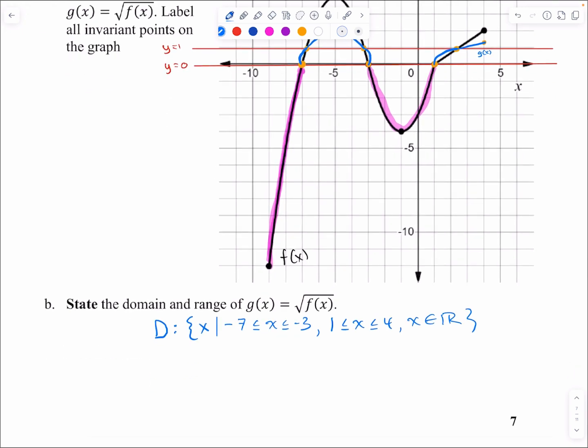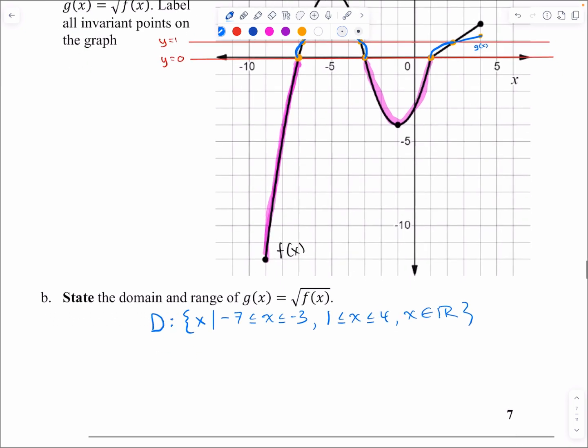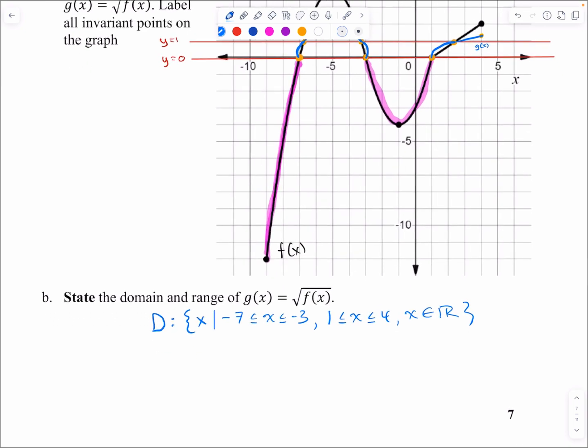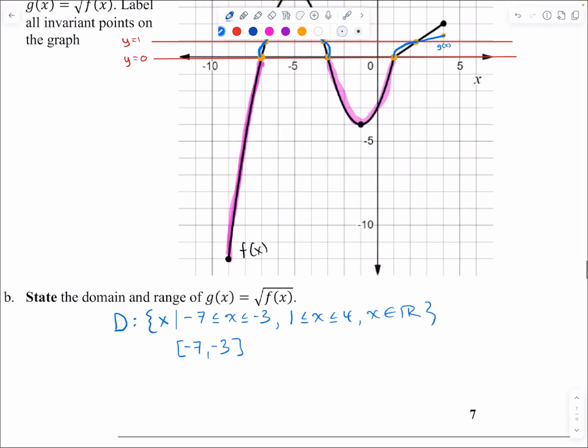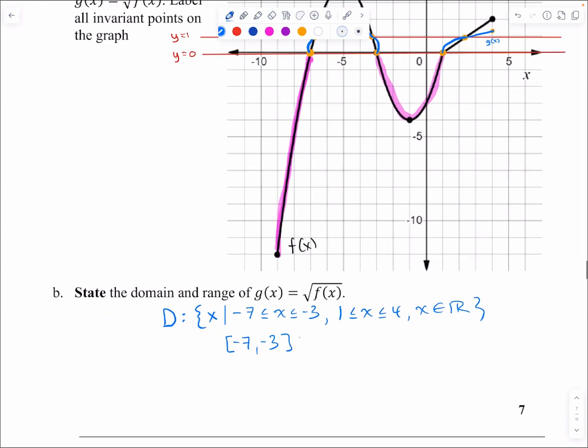I'm going to write this in interval notation as well. In interval notation, we would say it's going from -7 to -3. And we have another interval to consider. This is more of a calculus concept, but we use this letter here. U means the union, or another word to describe that is or. 1 to 4. So those are our intervals there.